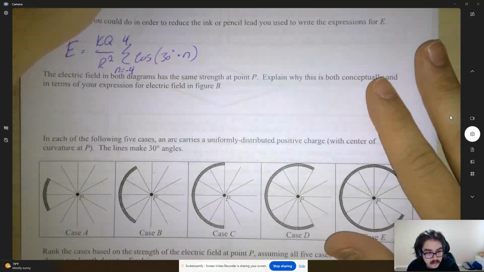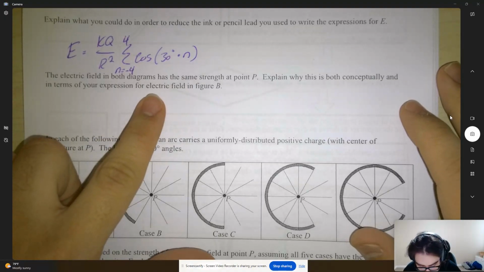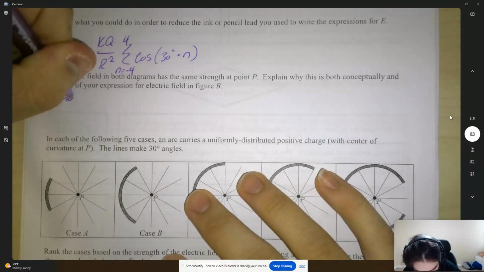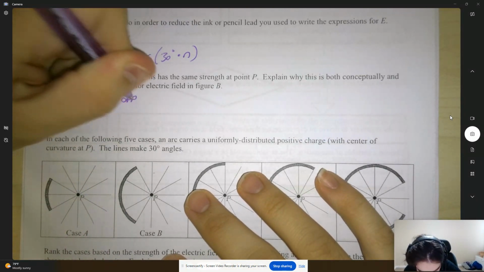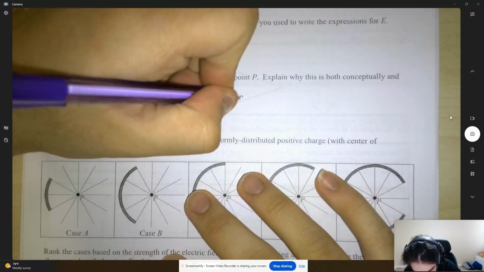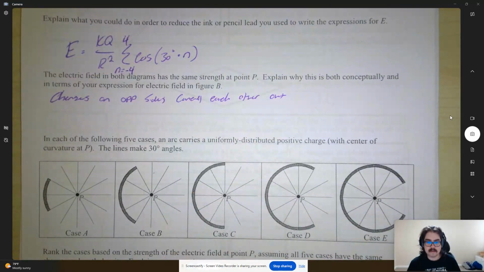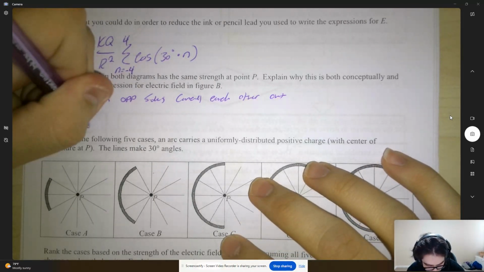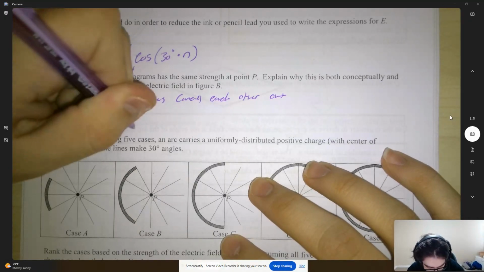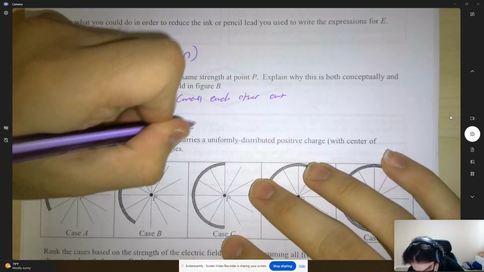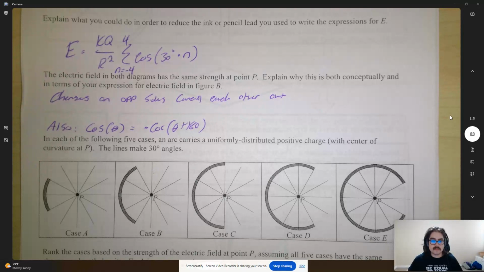Okay, the electric field in both diagrams has the same strength at point P. Explain why this is so conceptually. Well, easily. Charges on opposite sides cancel each other out. Okay? So the charges on opposite sides cancel each other out. Also, know this, okay, that cosine of theta is equal to the negative cosine of that same angle plus 180. Okay? So that works out too.